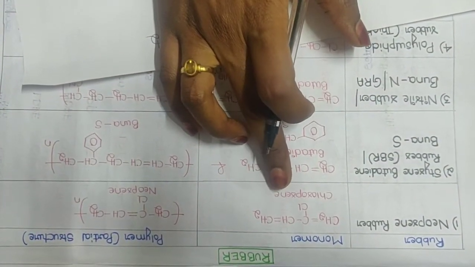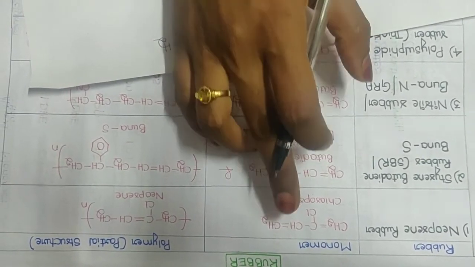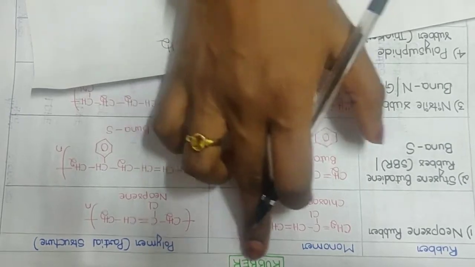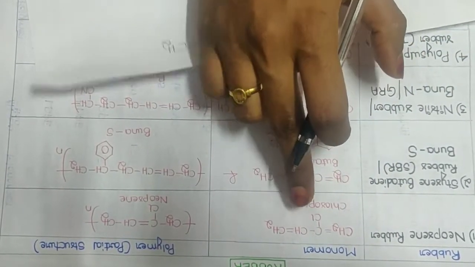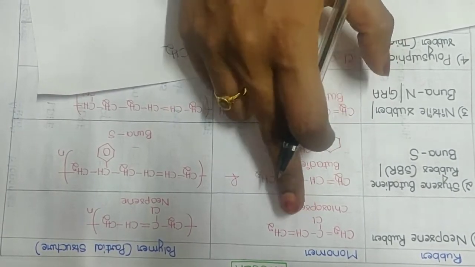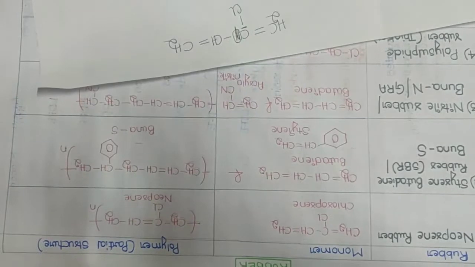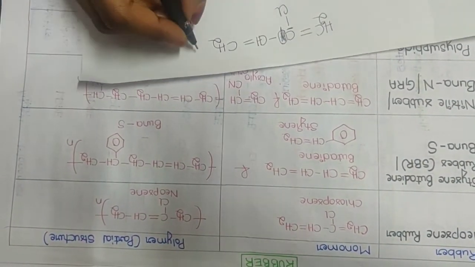It is also an example of homopolymerization. Why? Because here it has only one single monomer with the unsaturation. So it is an example of homopolymerization, so that I'll end up with a neoprene rubber. So how to write a partial structure? Only 2 examples I'll show.